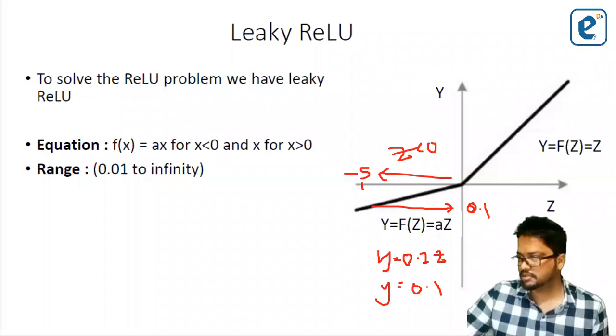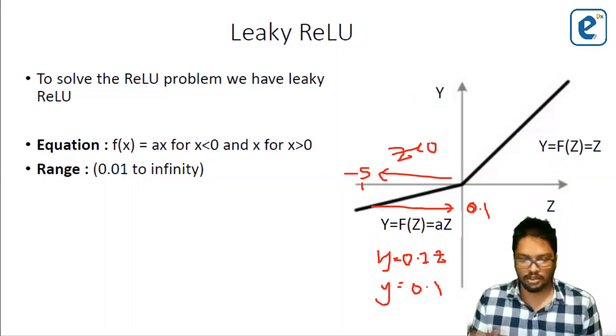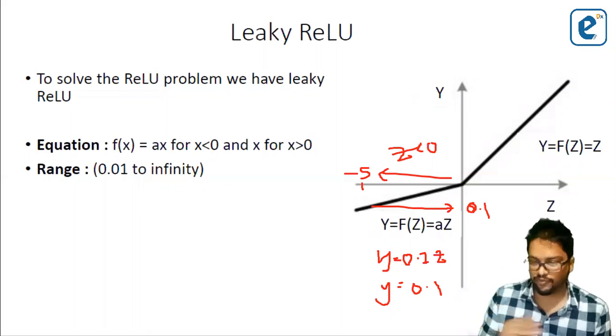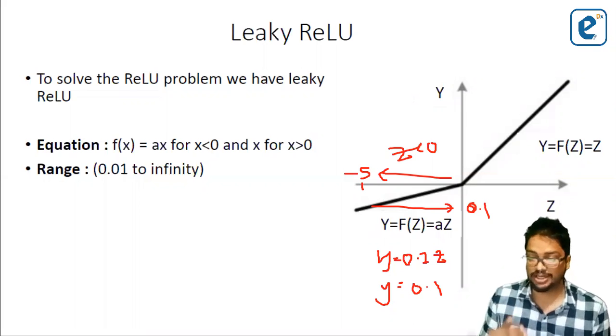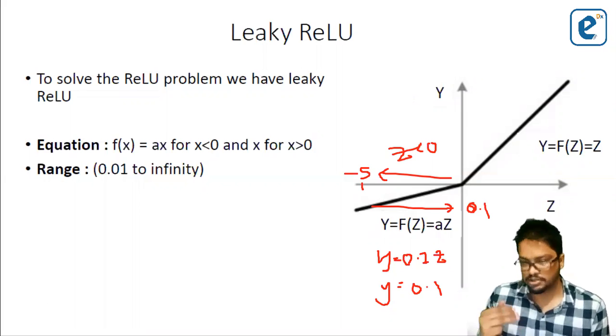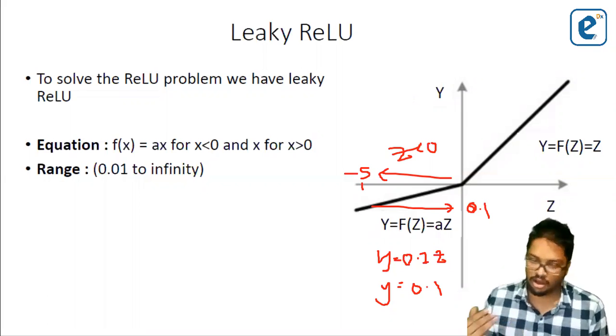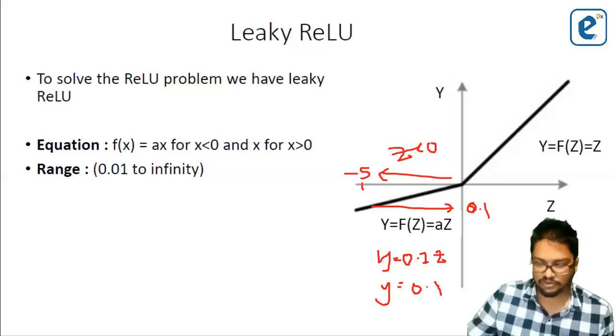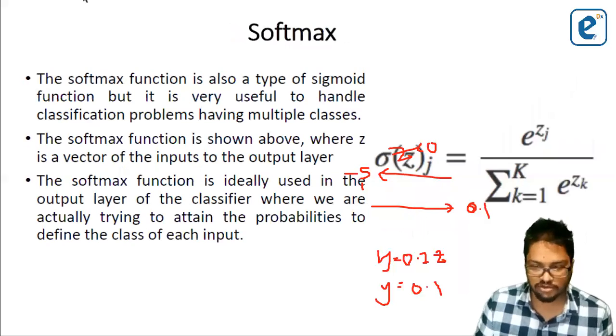Okay, so that's what Leaky ReLU is about. It's not going to cut off the values. It's not going to make the y value 0 when z is less than 0, but it will have a value with a small gradient. So y equals a times z, where a is 0.2 here. Understood? Okay, so then we will move on quickly to the softmax activation.